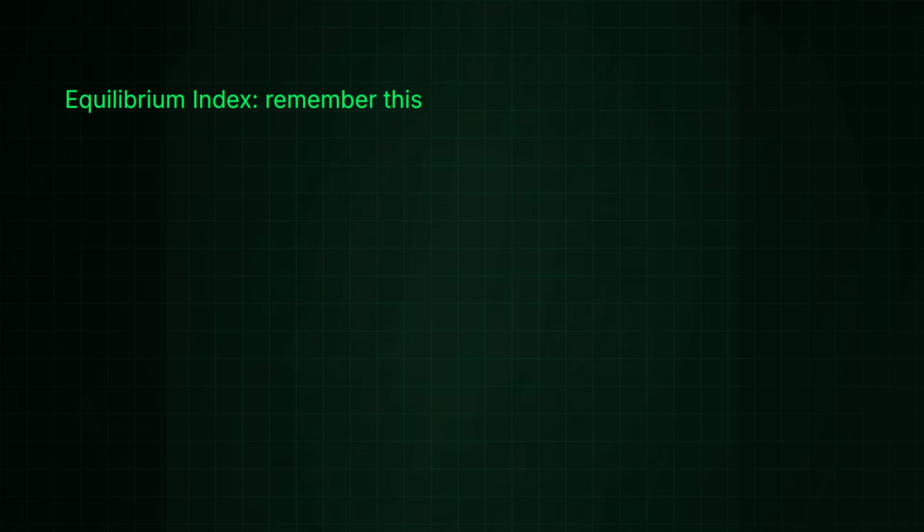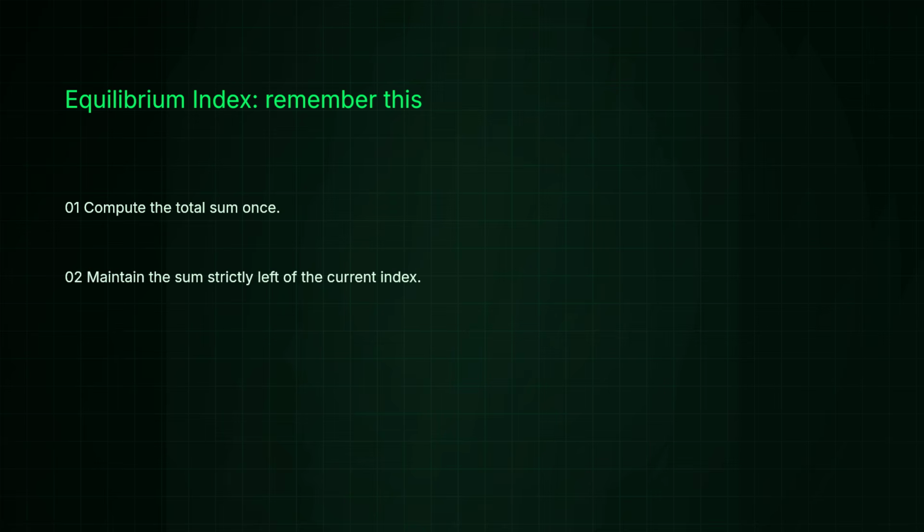Equilibrium index comes down to 3 ideas. Compute the total sum once. Maintain the sum strictly left of the current index. The index balances when left and right sums match.